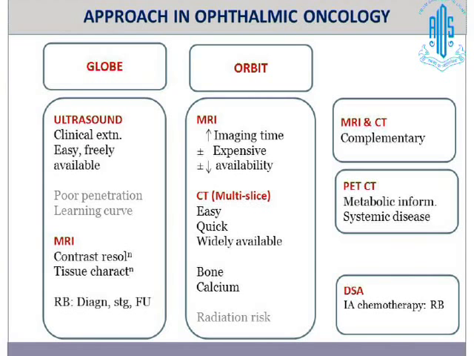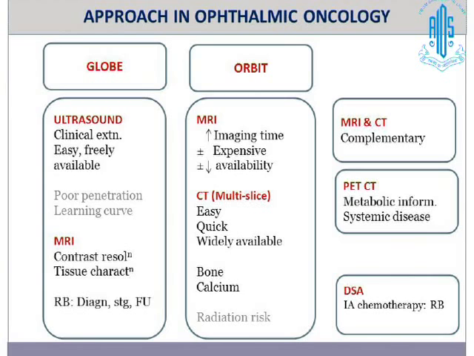Now, MR is the next best modality after ultrasound, because of the excellent contrast resolution and tissue characterization. Retinoblastoma is a typical prototype example, where MR is used for diagnosis, staging, and follow-up. Now, for the orbital pathologies, MR, we've discussed the advantages. The disadvantages are a long imaging time. Increased expense and limited availability is actually no longer so much of an issue.